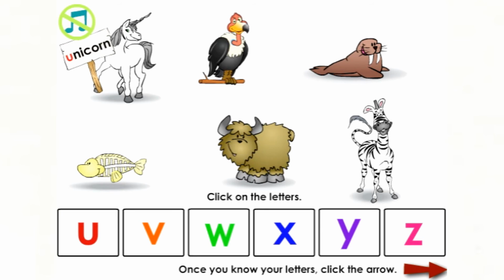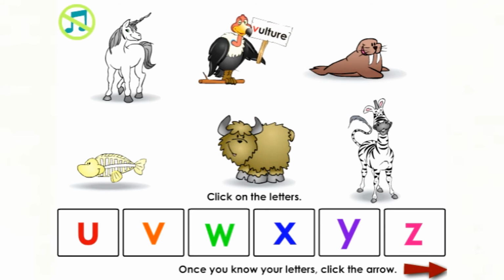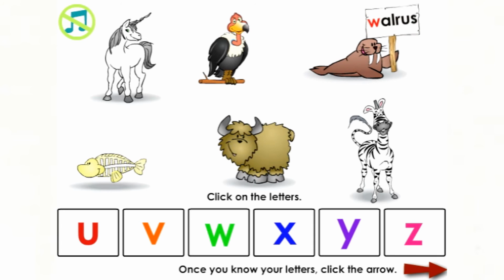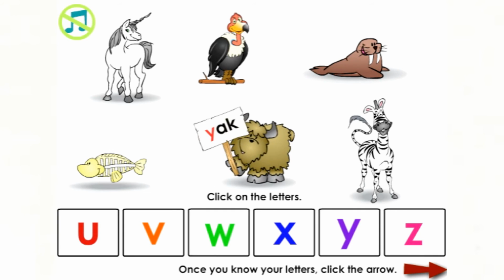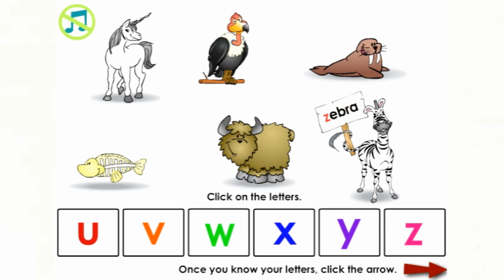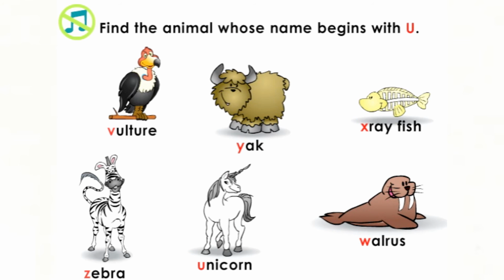U. Unicorn begins with U. V. Vulture begins with V. W. Walrus begins with W. X. X-ray fish begins with X. Y. Yak begins with Y. Z. Zebra begins with Z. Next page. Find the animal whose name begins with U.